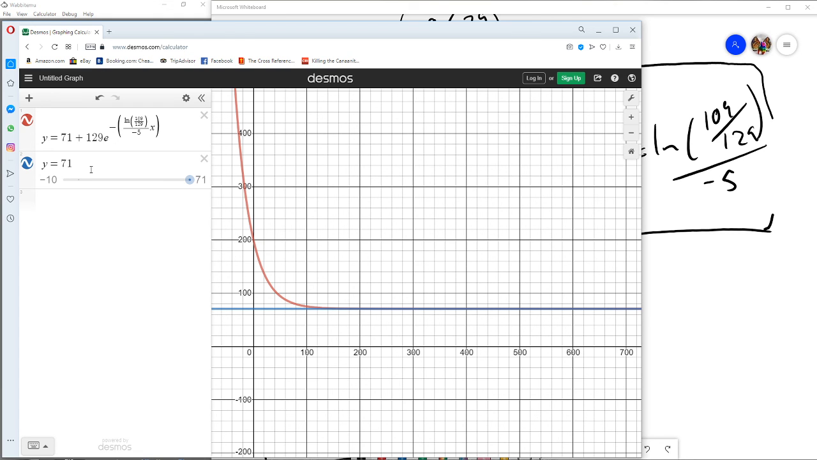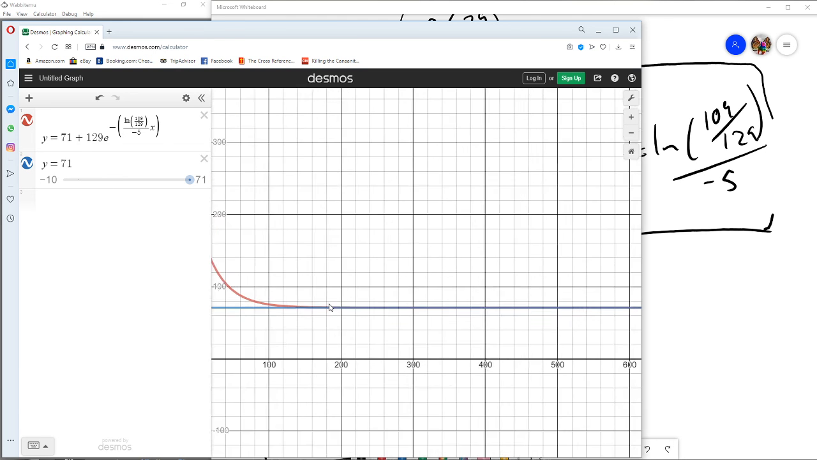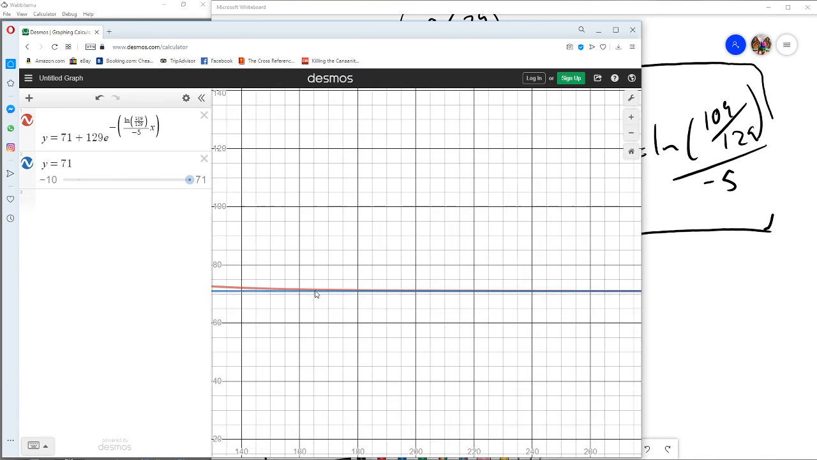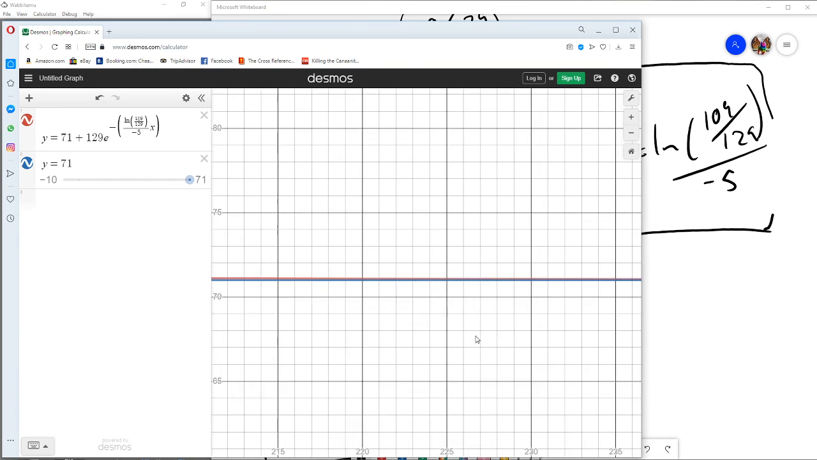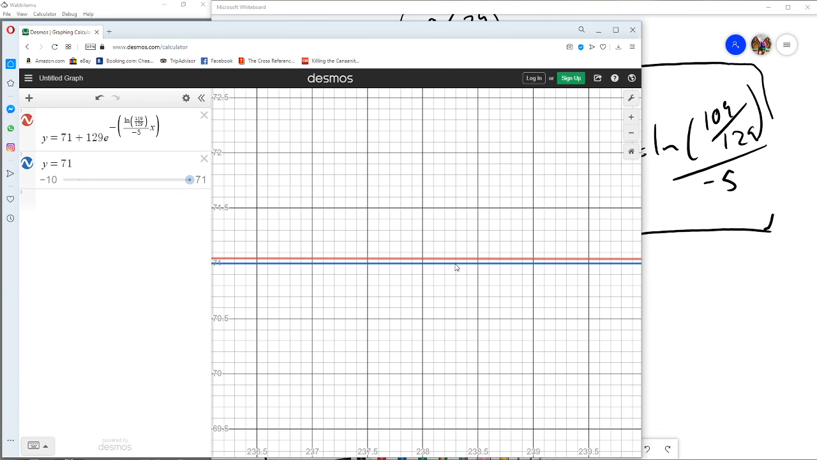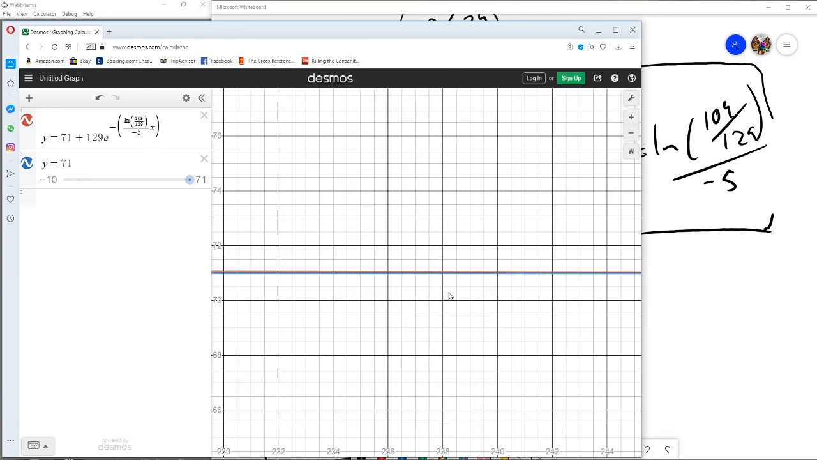So because 71 is a horizontal asymptote, the temperature theoretically could never reach 71 according to this math equation. So supposing that this math equation is entirely valid without any other influences, variables, etc., then in theory it would be impossible for our cup of coffee to reach 71 degrees. It would just get infinitely closer. So as we zoom in, we can see, oh, it almost touches, but it doesn't. And go over here, looks like it touches, but if you actually zoom in, nope, it just gets really close.